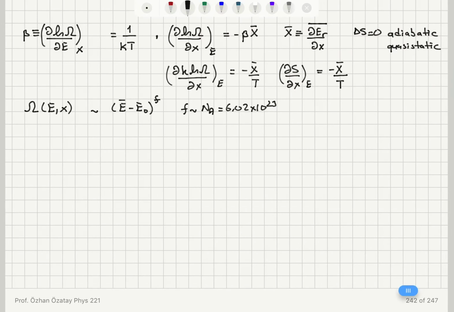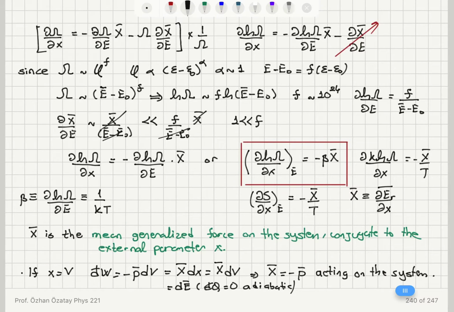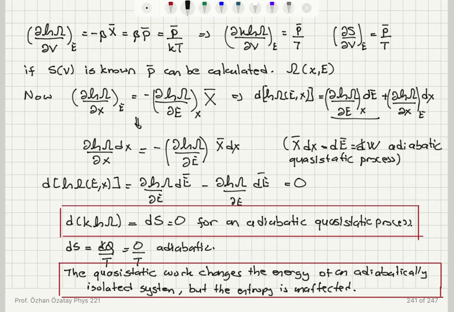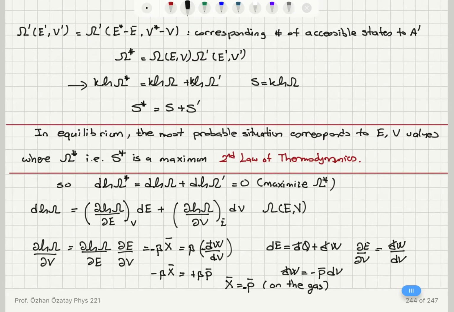Actually, this is something we talked about before. We gave this as an example. If you remember, x bar is the mean generalized force on the system conjugate to external parameter V, and d bar W is minus p bar dV. It is also equal to x bar dx. Because x bar dx is dE, we find that x bar is minus p bar. That is the mean generalized force conjugate to volume acting on the system. So indeed we find that x bar is equal to minus p bar.